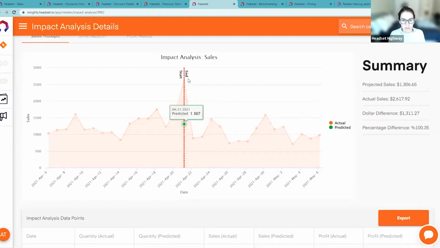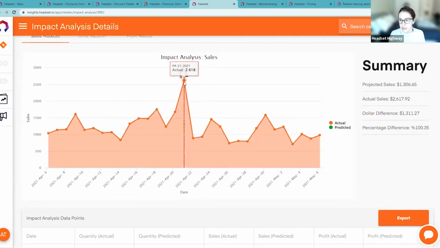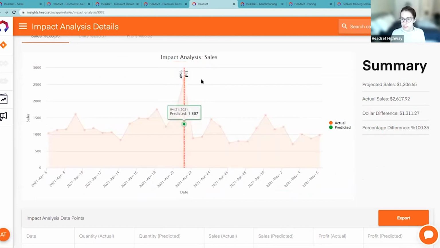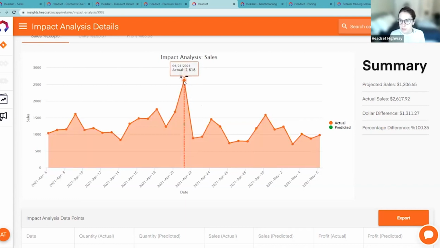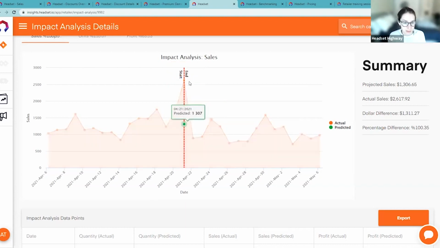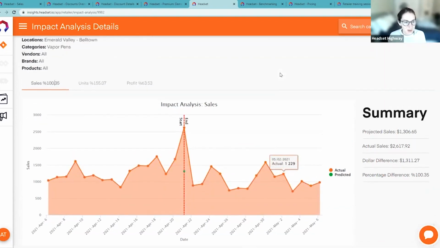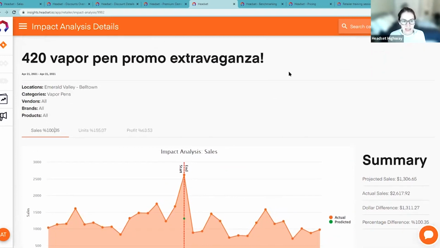And if I were to be analyzing this report, I would say, you know, I didn't do too bad with my vapor pens on 4/21. Whatever I did with those vapor pens, maybe it was a specific promotion that I did during 4/20, that must have really worked. That must have brought in some more customers, or, you know, just sold more vapor pens. So that is a little bit of what you can do with the impact analysis here.